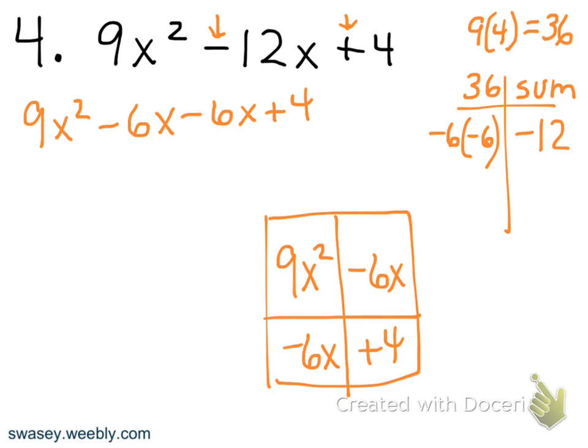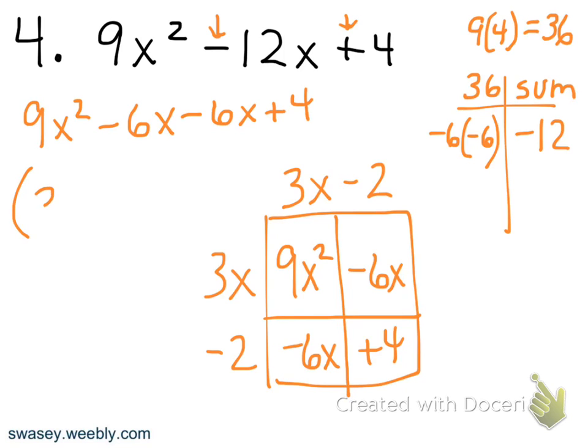GCF of the top row is 3x. Greatest common factor of the bottom row is negative 2. 9x squared divided by 3x is 3x. Check it with the bottom row. Negative 6x divided by negative 2 is 3x. Negative 6x divided by 3x is negative 2. 4 divided by negative 2 is negative 2.